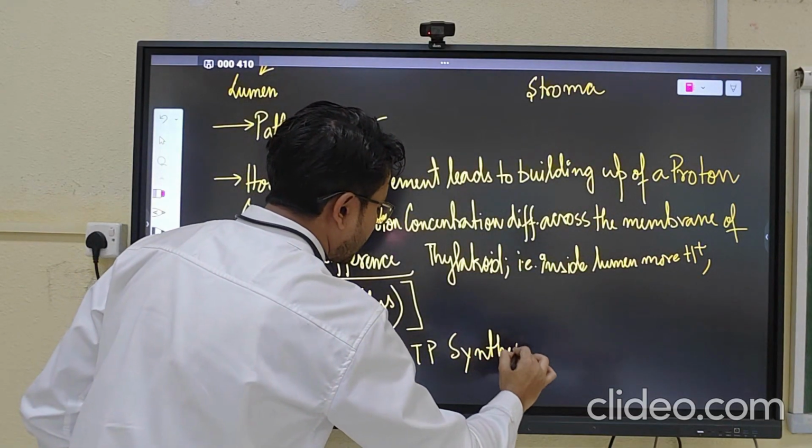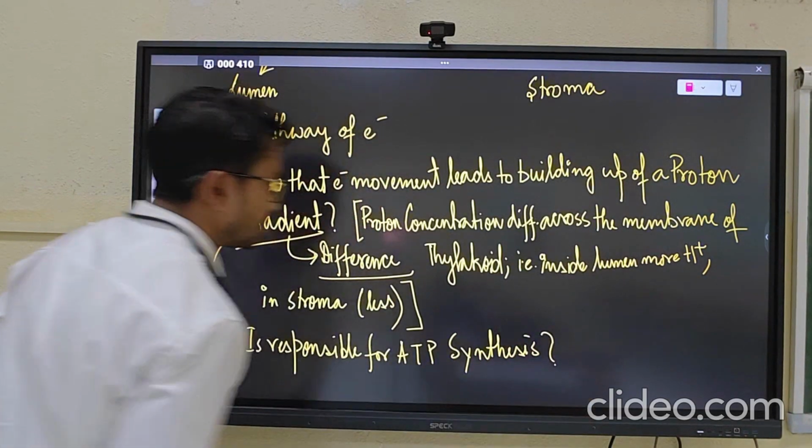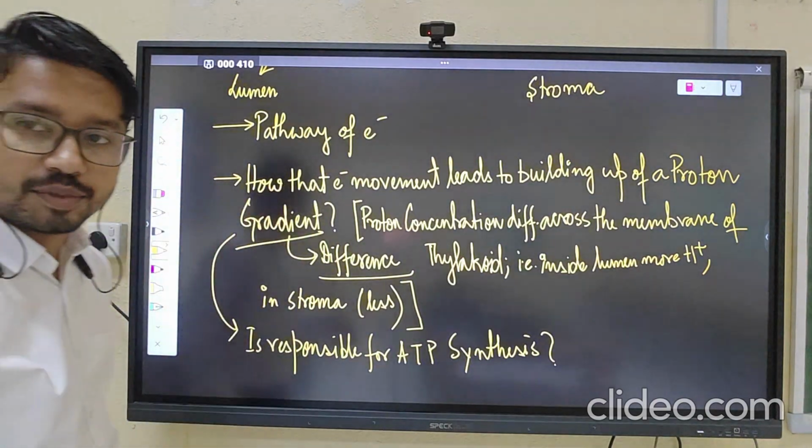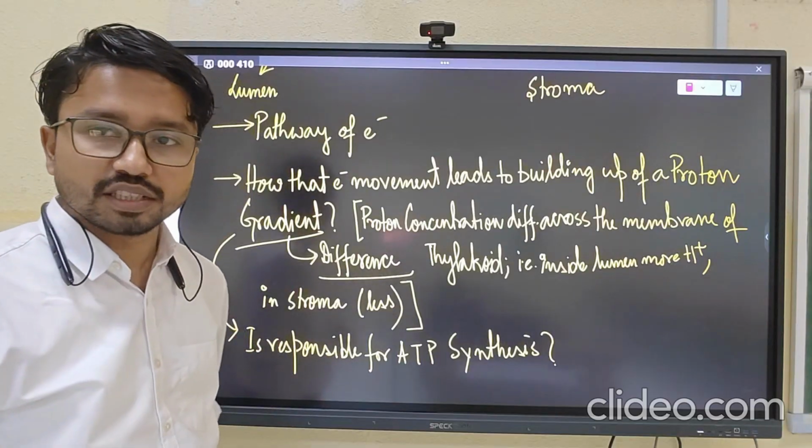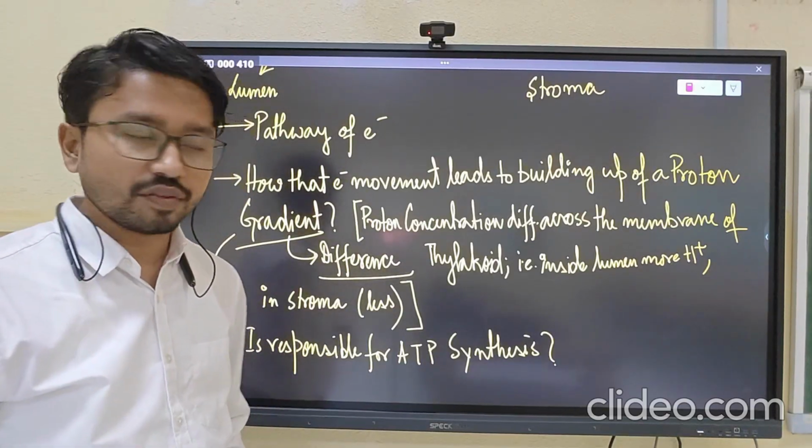These are the three crux points of this whole chemiosmotic hypothesis, the mechanism that is responsible for the synthesis of ATP.